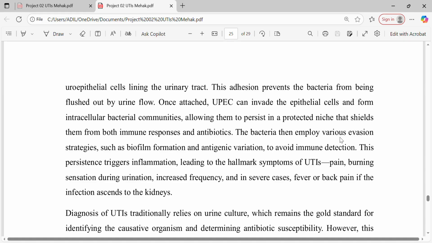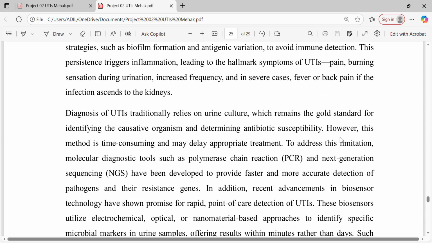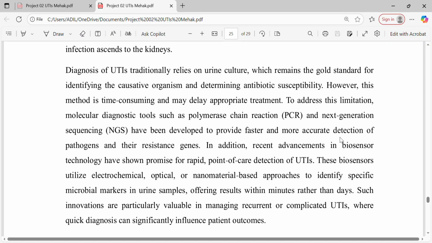Diagnosis of UTI traditionally relies on urine culture, which remains the gold standard for identifying the causative organisms and determining antibiotic susceptibility. However, this method is time consuming and may delay appropriate treatment. To address this limitation, molecular diagnostic tools such as polymerase chain reaction (PCR) and next generation sequencing (NGS) have been developed to provide faster and more accurate detection of the pathogens and their resistance genes.